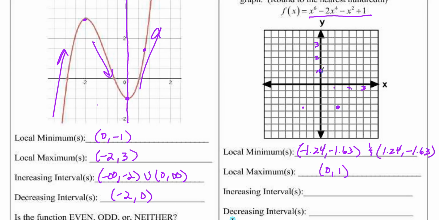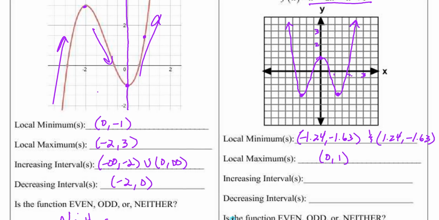Alright, so I have my 3 points, and the graph looks roughly like that. It's a sketch. On the test, I would just be concerned about those 3 values being fairly accurate. Increasing intervals: this graph is increasing here and here, and it's decreasing here and here.